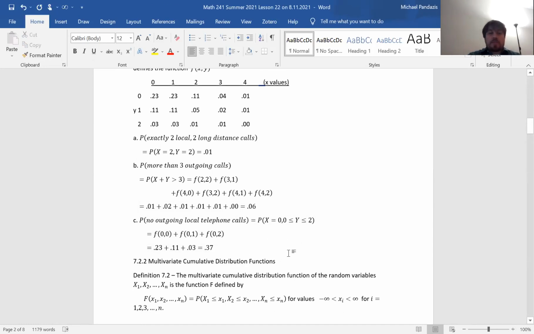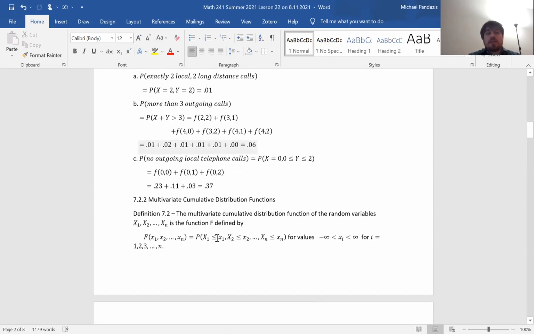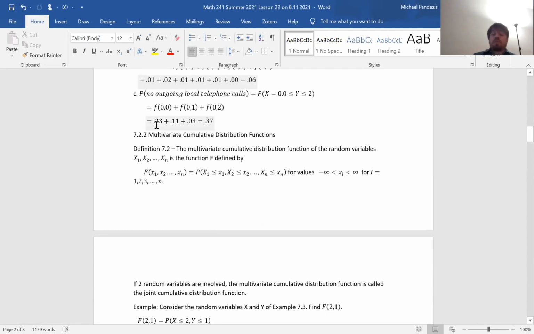And there we go. So x has to be 0, y could be anything. Okay, so the next section is 7.2.2, which is on multivariate cumulative distribution functions.